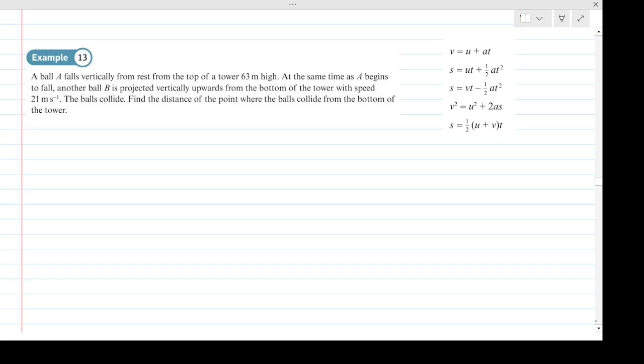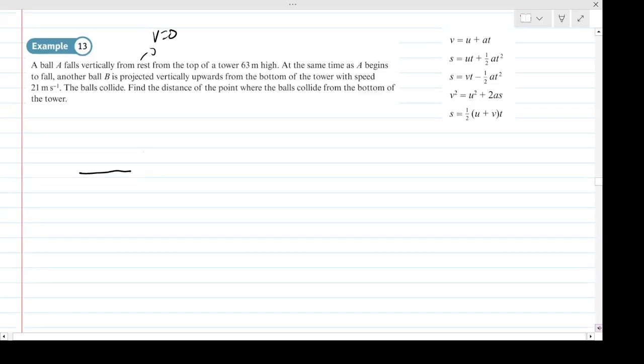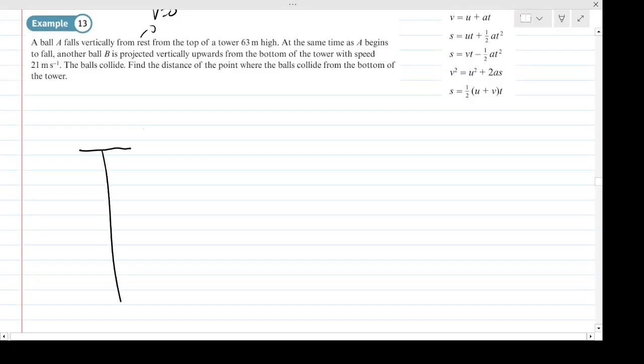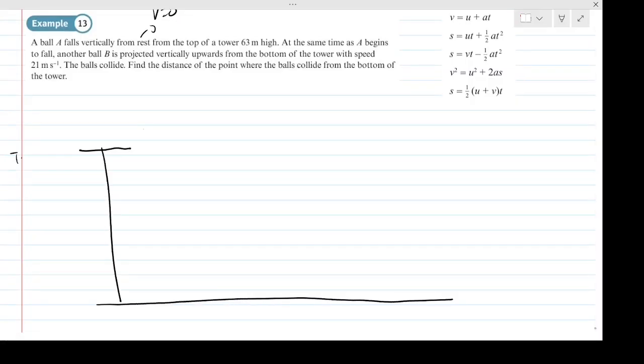Let's focus on ball A first. So, we're told that ball A falls vertically from rest. That the rest means it's going to be 0 speed. From the top of a tower. So that's the key bit. So we have a tower, right? And then we have the floor. So this is the tower. And we're told it's 63 meters high. So 63 meters above ground, right?